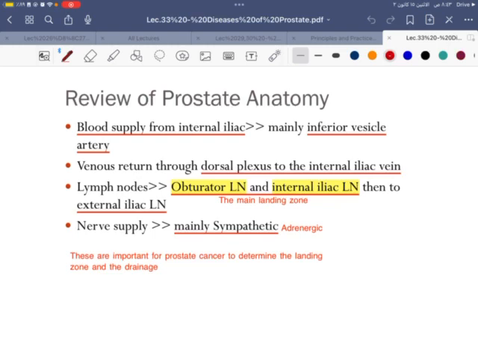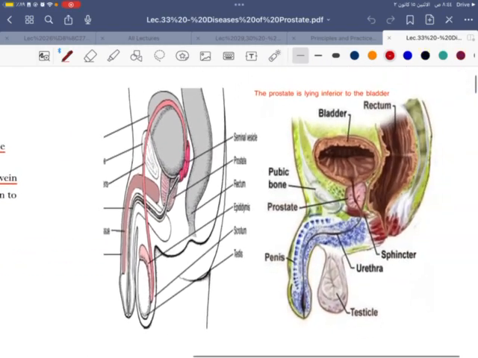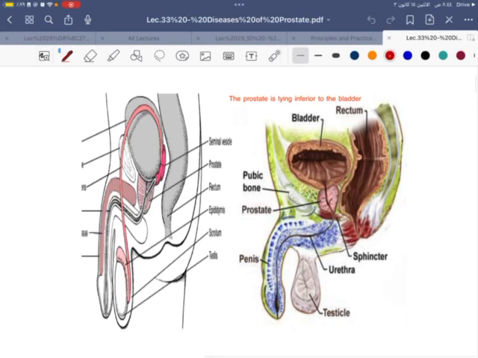Sympathetic innervation, mainly sympathetic innervation. As you see here, the picture depicts the prostate anatomy. It's just like you feel the real bladder; as you see, the prostatic urethra is growing. And the ejaculatory duct is just as you see here.